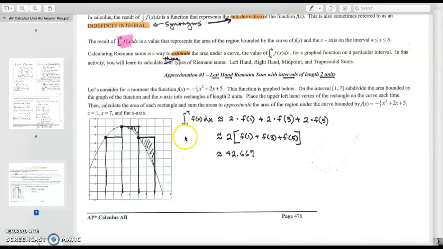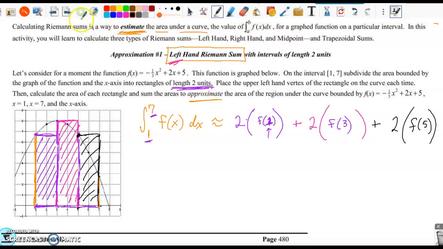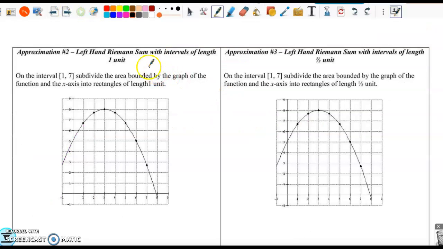All right. And notice he even points out, although the antiderivative and the indefinite integral are actually synonyms. They're slightly different. I wouldn't actually classify them as synonyms. Some people identify the antiderivative as performing an operation, whereas the integral is a slightly different thing. But anyway, so notice the answer here, 42.6 repeating.